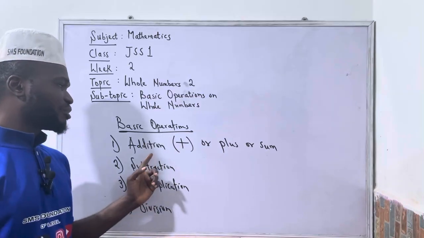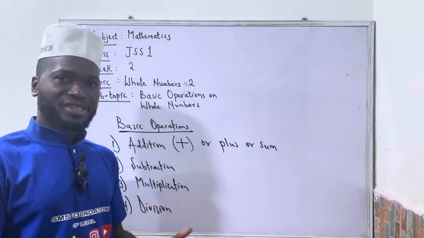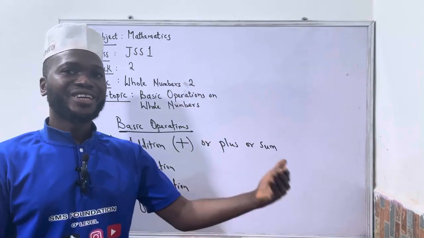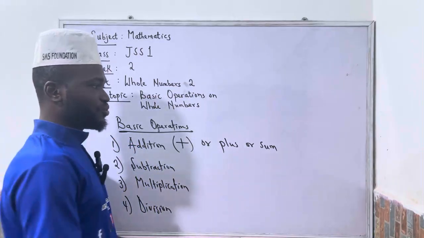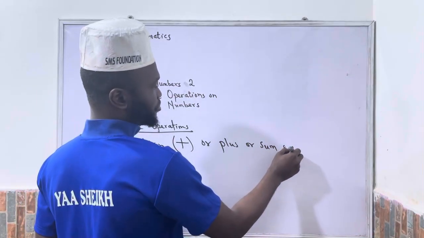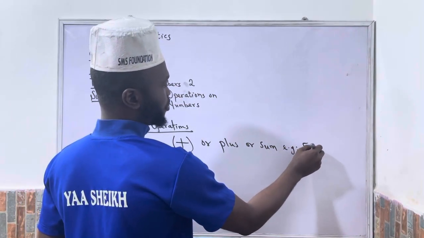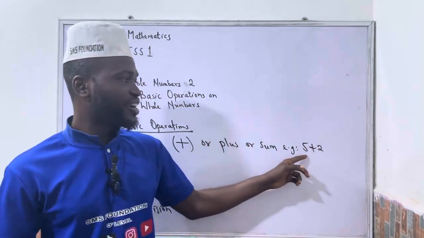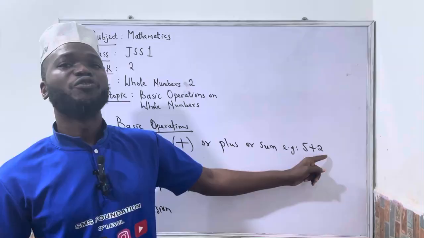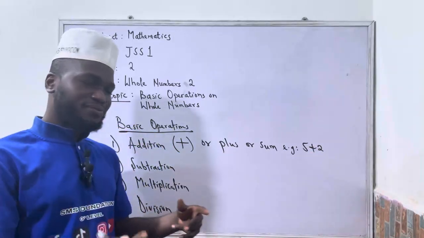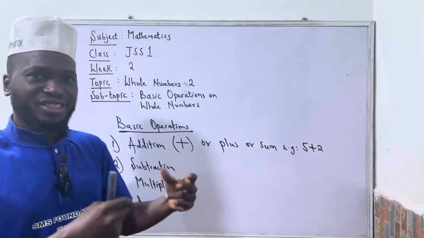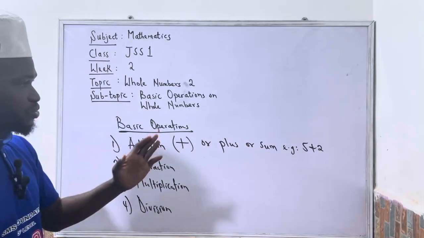When we are talking about addition, this is the process of increasing one number by another number. For example, 5 plus 2 simply means increasing 5 by a unit of 2. In the next video, I'm going to deal with addition specially, but this is just a small introduction to this.